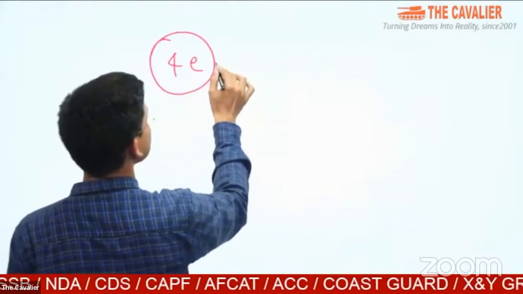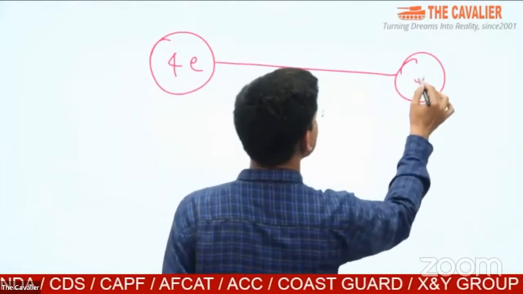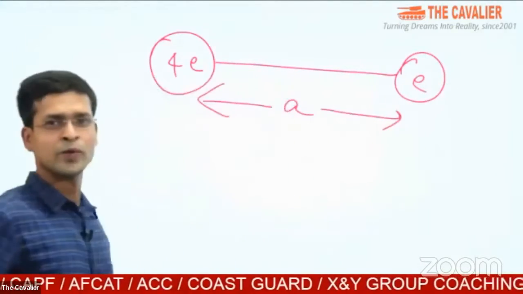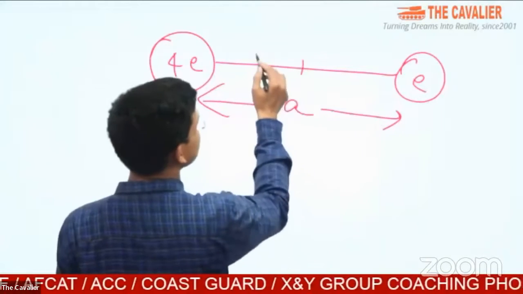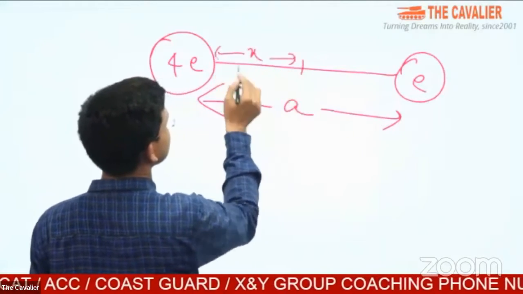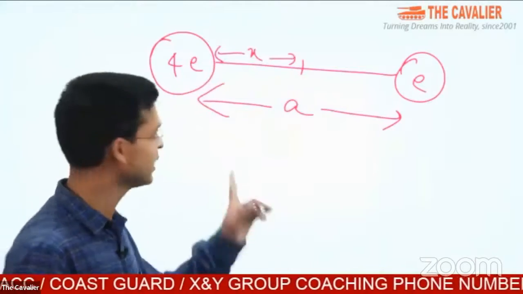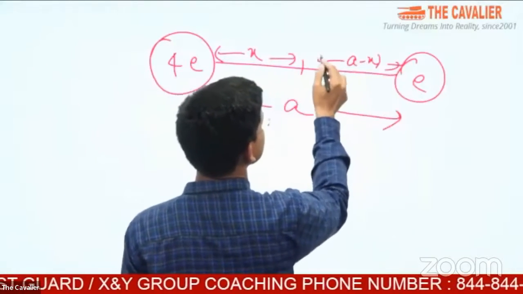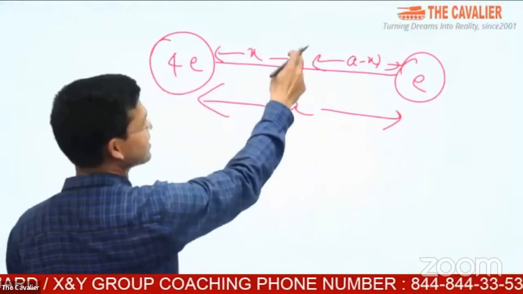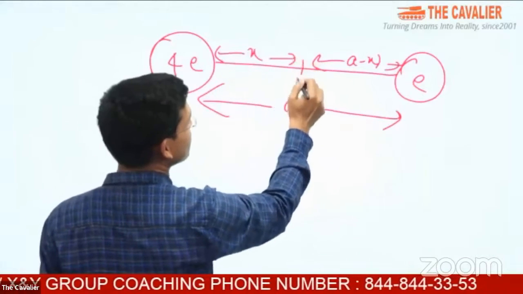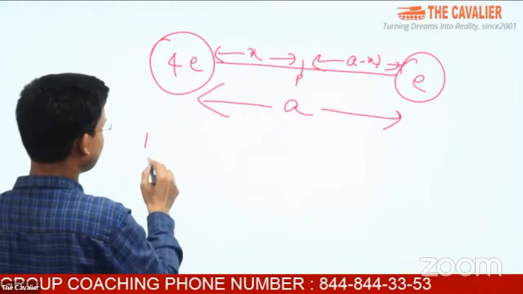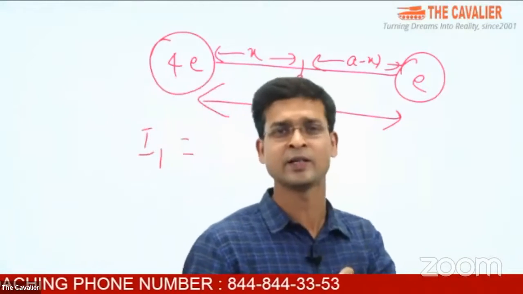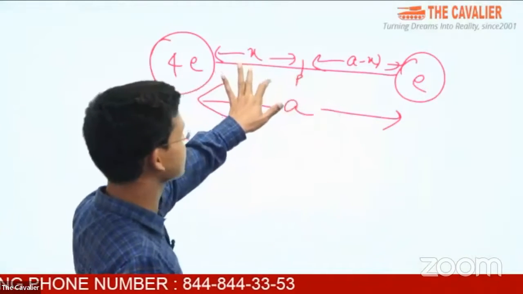This is the 4E and this is the E, and the distance between them is A. Suppose x is the distance from 4E. Now the other distance will be A minus x. First of all, you have to find the intensity at this point. Suppose this is the point P. We have to find the point of zero intensity, that means we have to find the distance.